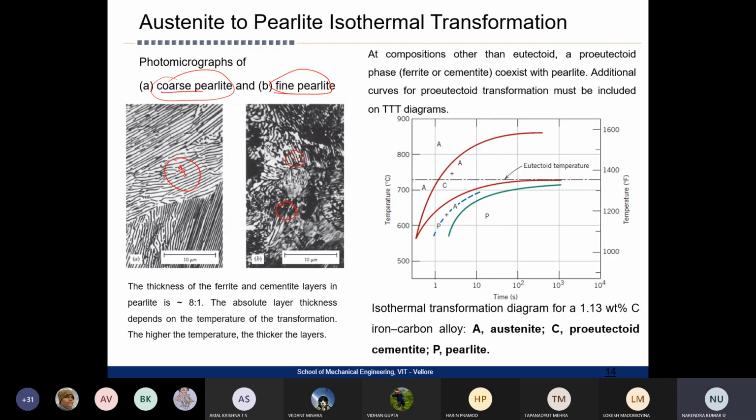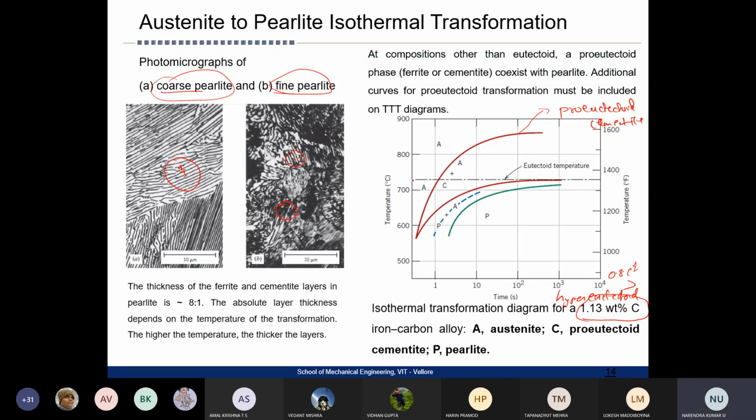This diagram is representing 1.13 weight percent carbon. When it is 1.13 weight percent, it is greater than 0.8 percent carbon. That means this is a hypereutectoid steel. So for hypereutectoid, this line comes into the picture, which gives the formation of proeutectoid cementite.